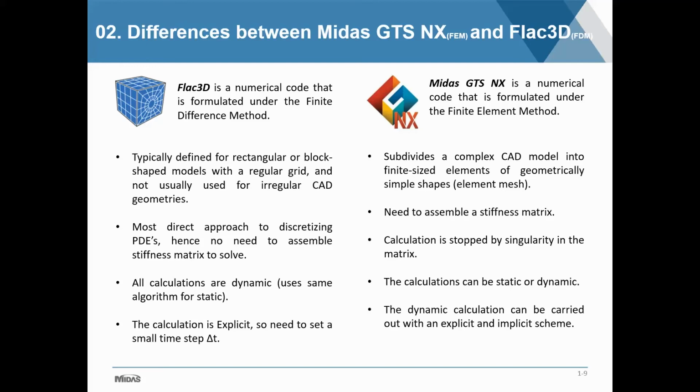In Flag, all calculations can be considered dynamic. What we mean by that is that it uses the same algorithm to solve for static problems as it does for dynamic, and the calculation is explicit. So basically, you need to set up very small time steps, very small orders of magnitude, in order for the program to be able to solve the problem. In Midas GTS, however, there are different calculation algorithms for static or dynamic. It can run both, and calculations for dynamic analysis can be carried out in both the explicit and the implicit schemes.